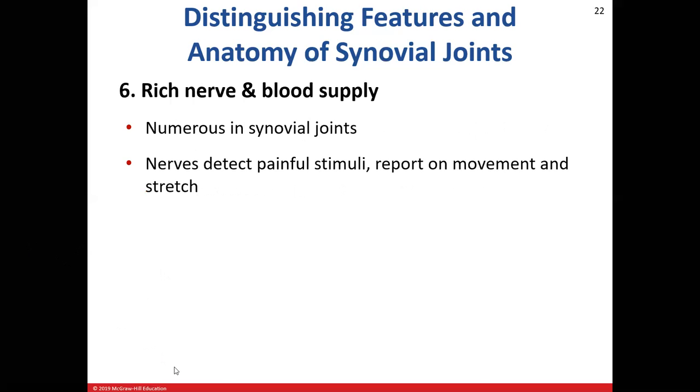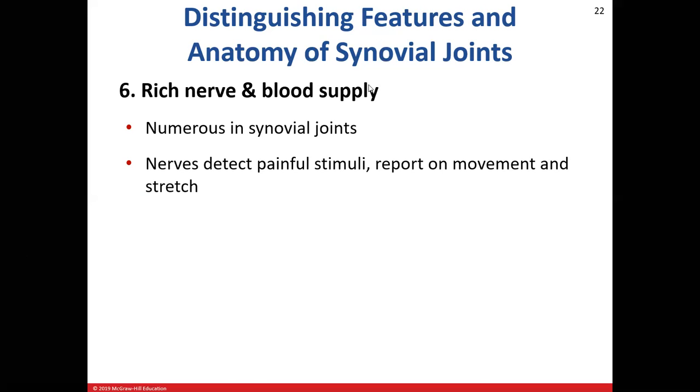Our sixth feature, specifically talking about the joint itself, is going to be a rich nerve and blood supply. We're going to see numerous vessels within the synovial joints, but we're also going to see significant nerve endings. Now, the purpose of the nerve endings and the nerve receptors are, one, going to help detect painful stimuli. So we're going to have what we call nociceptors. They also help to report on movement and stretch movements.